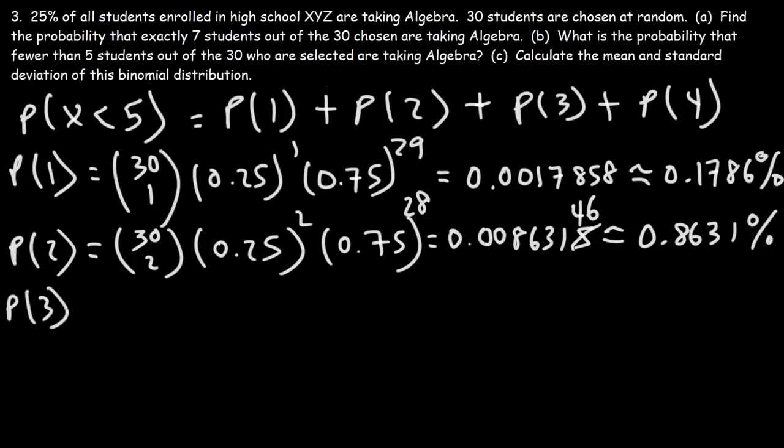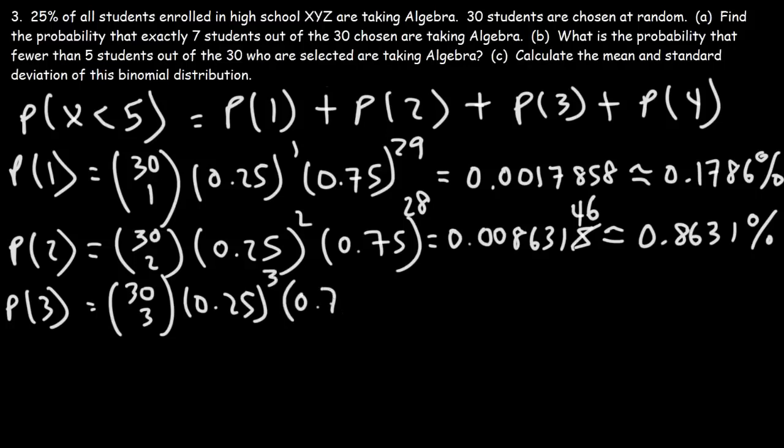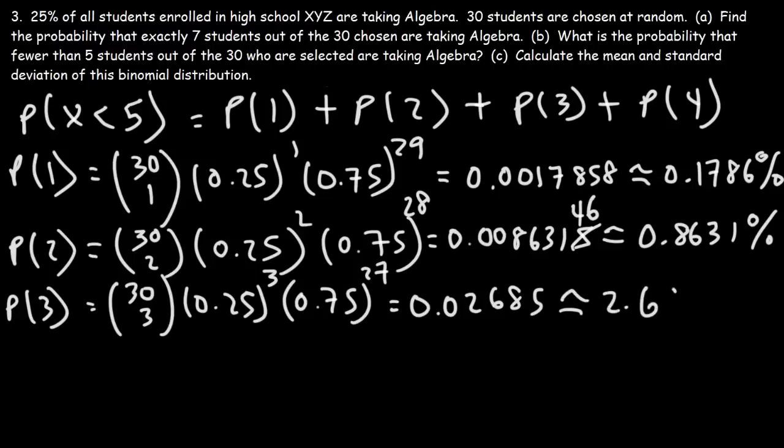Now, let's calculate P of 3 using the same process. 30 minus 3 is 27. So it's 30C3 times 0.25 raised to the third power times 0.75 raised to the 27th power. And this is going to be 0.02685, which is 2.685%.